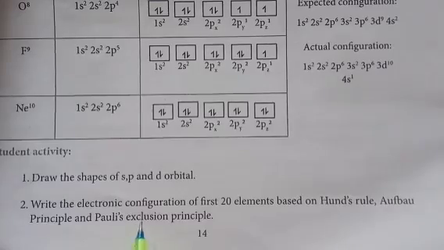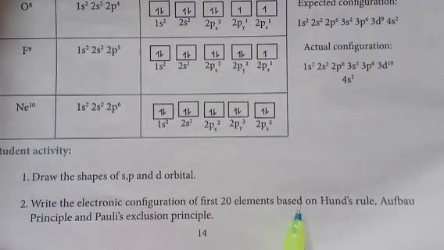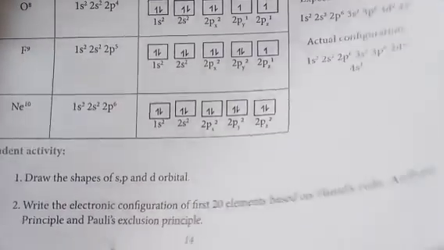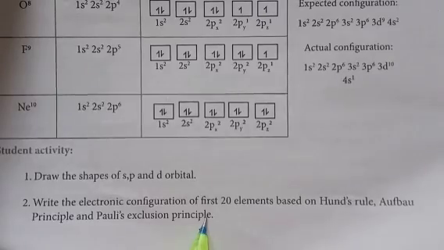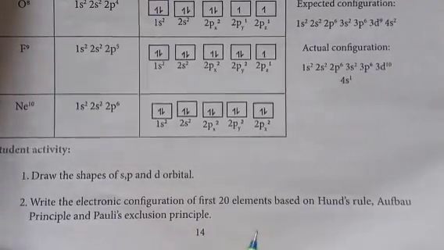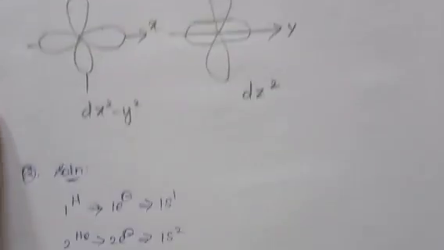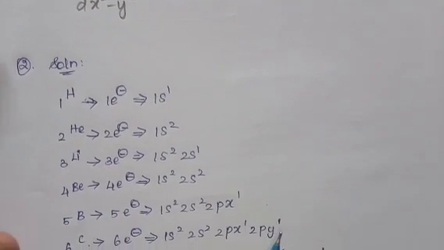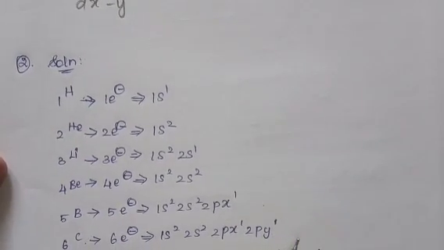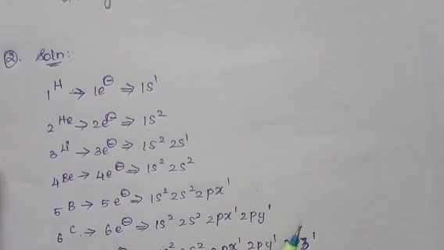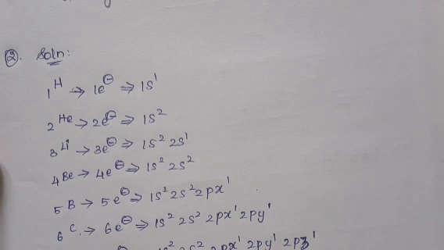So next, second question: write the electronic configuration of first 20 elements based on Hund's rule, Aufbau principle and Pauli's exclusion principle. So we have second question, solution. This is the answer.